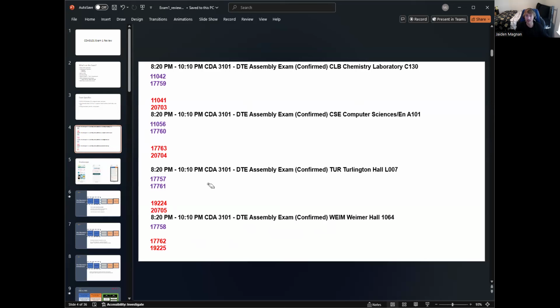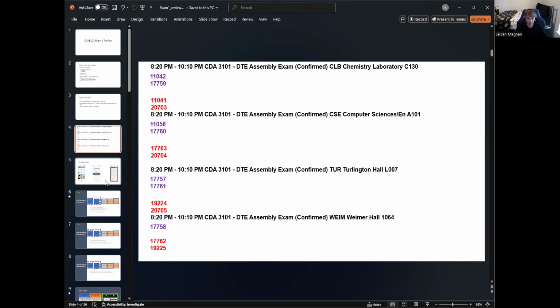These are all of the times. She's going to post this on Canvas, but you can also look at it here. This is your section number and what time the exam is. It says 8:20 to 10:10 here. I think that's a typo. It should be 9:10. It's not a 2-hour exam, but these are the areas: Chem Lab, CSE, Turlington, Weimer. You can find your section number on one.uf. Go on one.uf, find your section number, and then find which room you're in. Make sure you go to the right room.